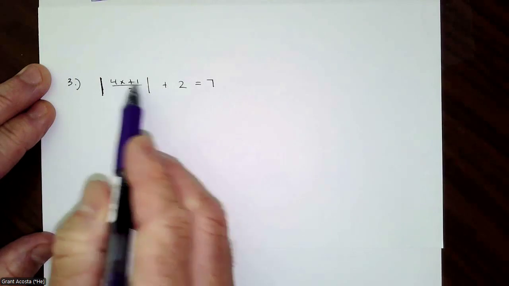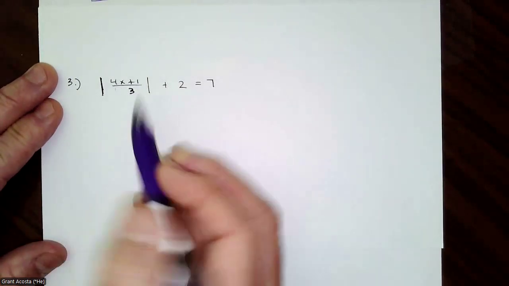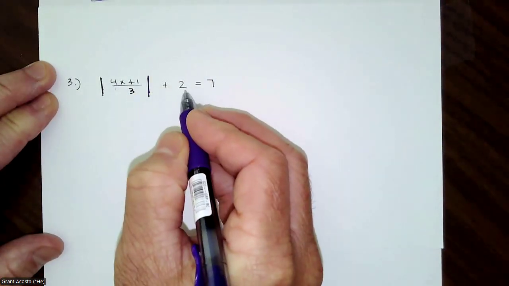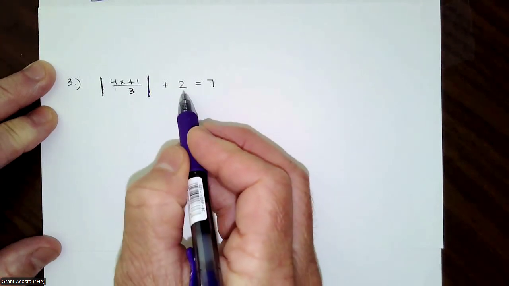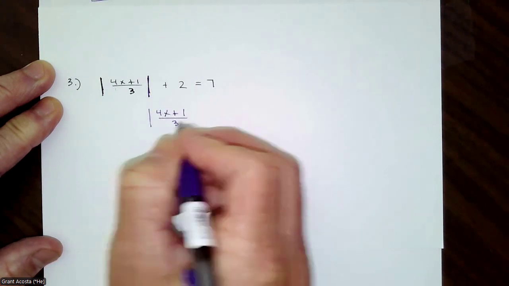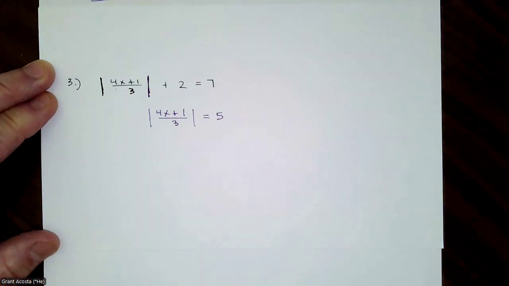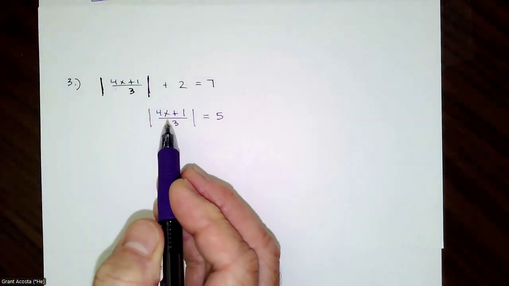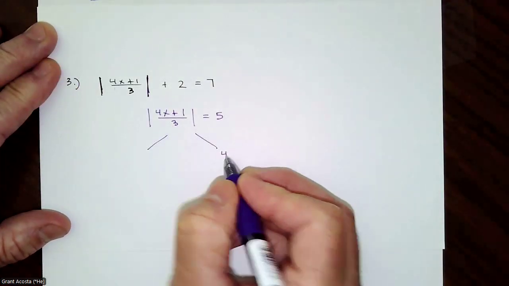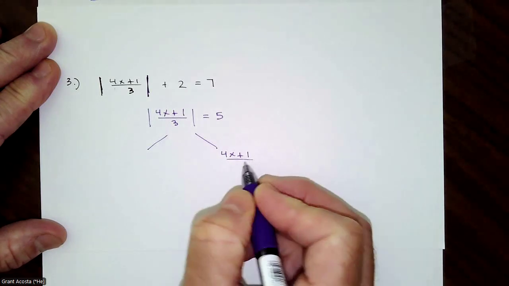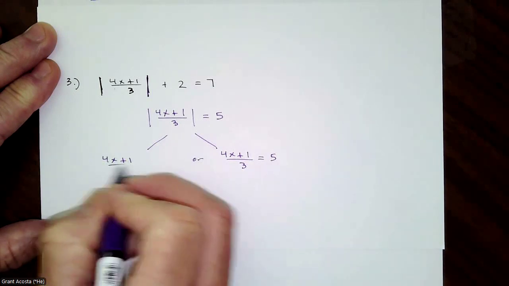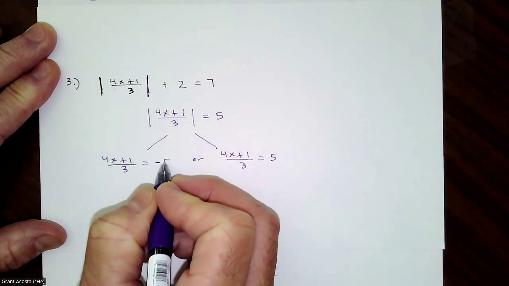Okay, I've got absolute value of some stuff. But then, of course, what you would want to do before you try to get rid of the absolute value is isolate the absolute value. So step number 1 here would be to subtract the 2 over. So that leaves me with the absolute value of 4x plus 1 over 3 equals 5. That's definitely stuff there. So then I could break this up into two cases. I always do the positive one first. That's just habit. But the absolute value of that stuff could equal +5, or what's inside the absolute value could equal -5.